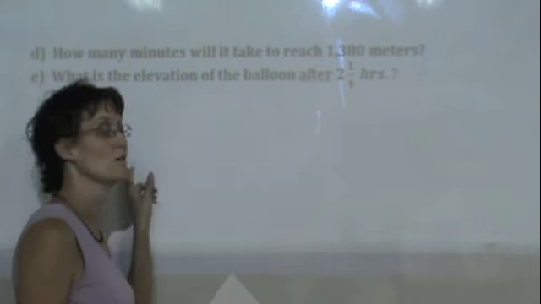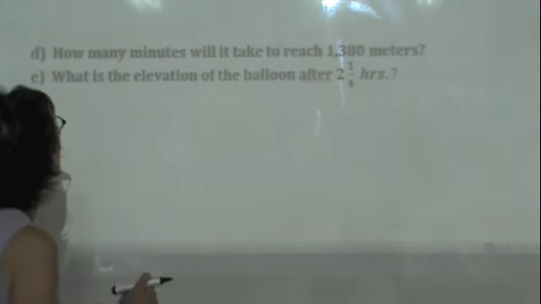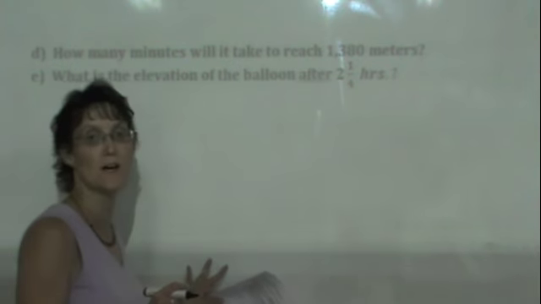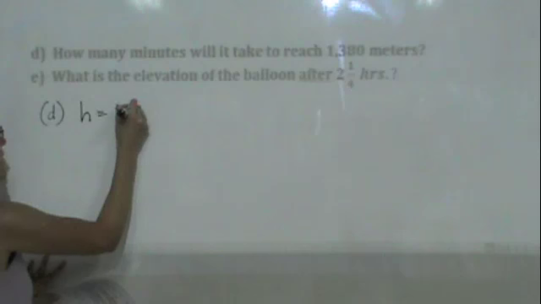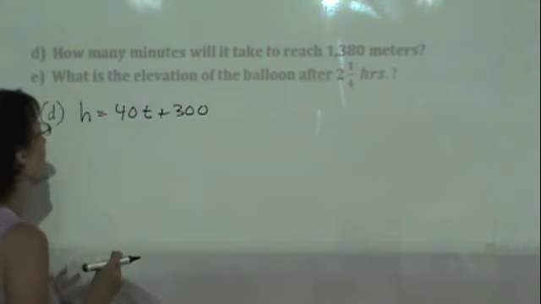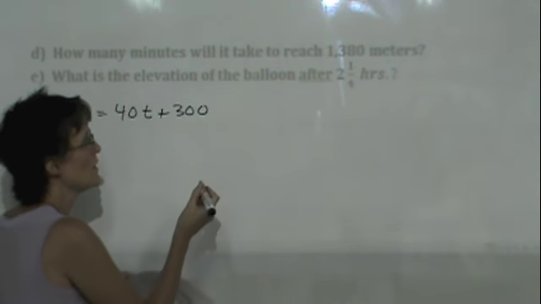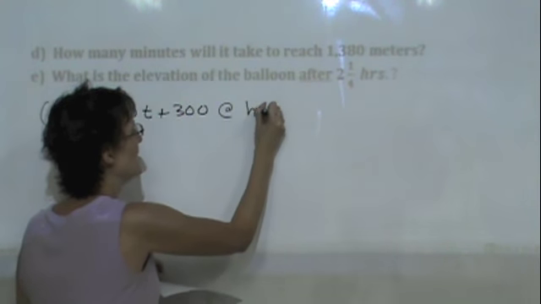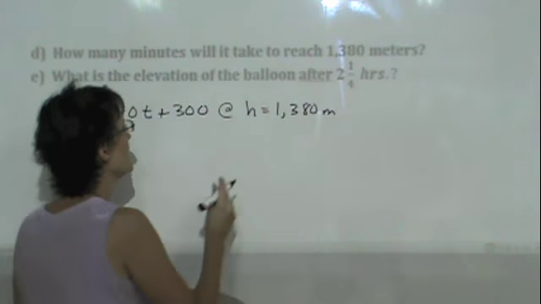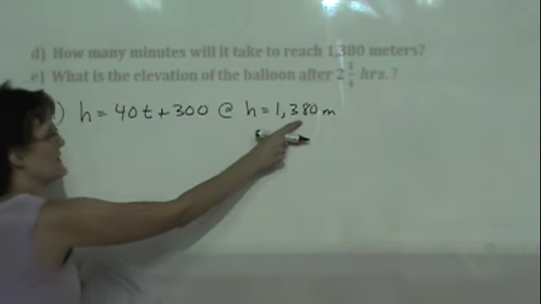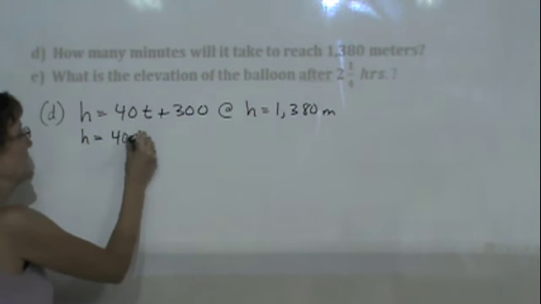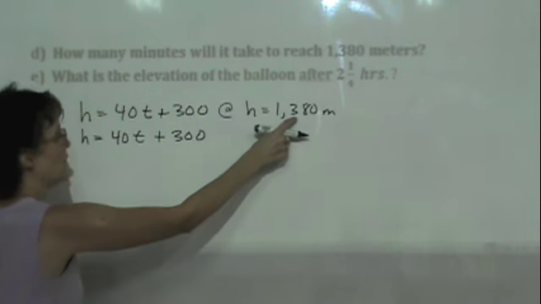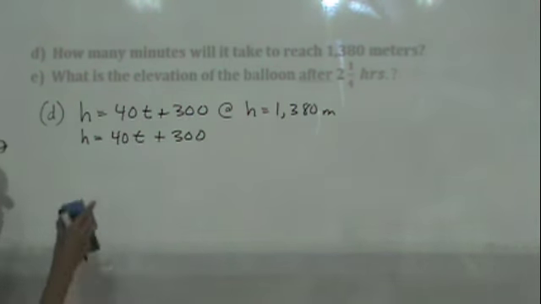So we're going to move on to the last parts, D and E. How many minutes will it take to reach 1,380 meters? This is part D. Again, we want to put down our equation. So how many minutes will it take to reach 1,380 meters? At h equals 1,380 meters, we want to know what t is. So h is equal to 40t plus 300. And I'm going to put in 1380 there. So h is 1380.